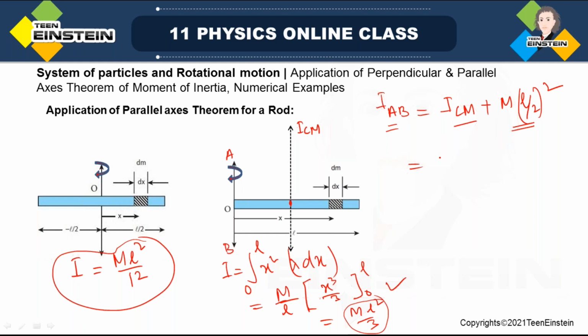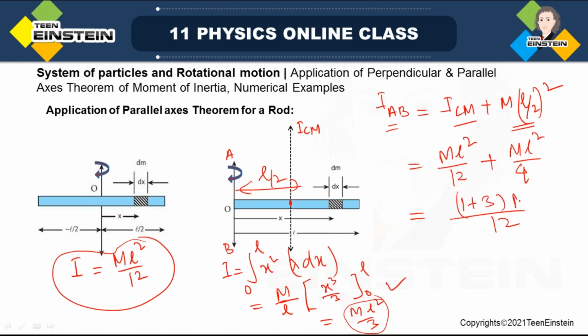Okay, so this is ml square by 12, ml square by 12, and here you get ml square by 4 because the distance is L by 2 here. Look, this much is L by 2. This much is L by 2, and the whole mass is m. Now if you simplify this, take the LCM, you will get 1 here, 3 here, and this is ml square. This is 4, so it will be ml square by 3.